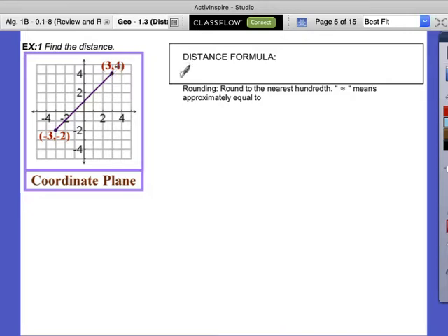So d, lowercase d, is our distance. D equals the square root of this long thing, x2 minus x1 in parentheses squared plus y2 minus y1 in parentheses squared. And it's the square root of all of that. Oh my gosh. So go ahead and write that down.